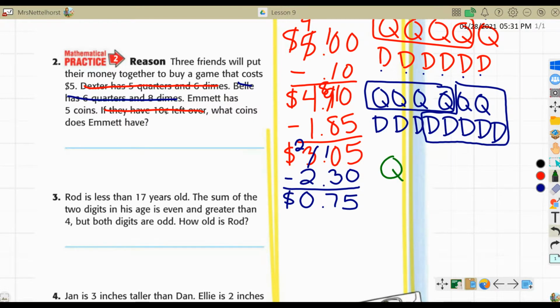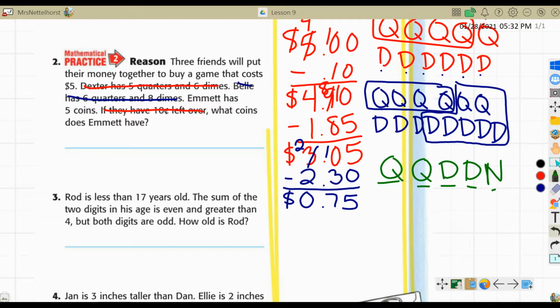Okay, so I'm going to use 2 quarters. I'm going to see if splitting 1 quarter into 2 dimes and a nickel is 5 coins. Okay, because 2 dimes is 20 cents plus 5 more, and that nickel is 25 cents. So there's 2 dimes and a nickel. Let's count and see how many coins I have. 1, 2, 3, 4, 5. I have 5 coins there.